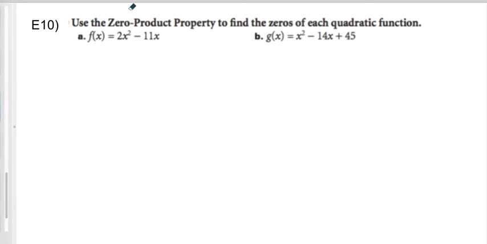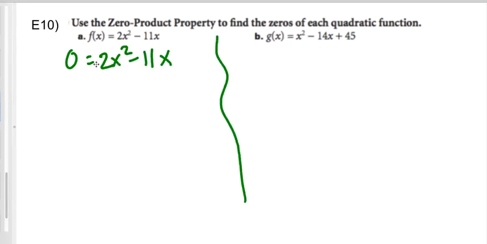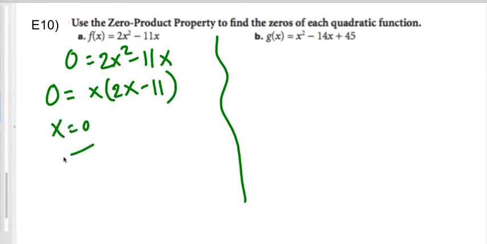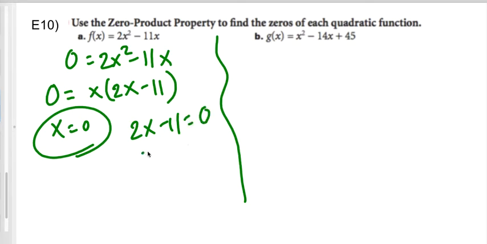All right, so let's go ahead and walk through an example 10. We're going to use the zero product property to find the zeros or roots or x-intercepts of each of these functions. So we're going to say 0 equals 2x squared minus 11x, because that's what it would mean to find the zeros. It means y equals 0. I'm going to notice that this has a GCF of x, and what's left when I factor out the x is a 2x minus 11. So either x equals 0, that is one of my answers, or 2x minus 11 equals 0, so 2x is 11, x is 11 halves, or if you prefer 5.5.